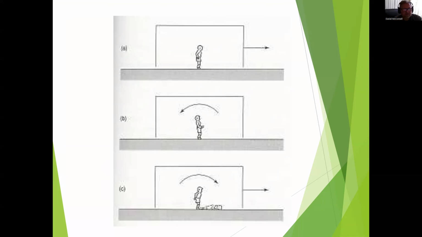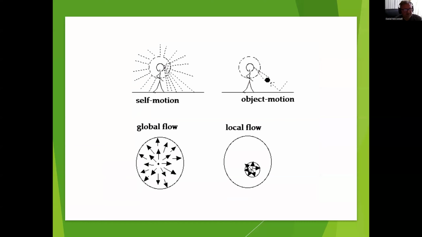That causes the perception of falling backwards, and the response is to try to lean forward, and we see a depiction of somebody falling on their face there, right? So that's the idea. So is it possible that Gibson's wrong here? That global flow always means self-motion?